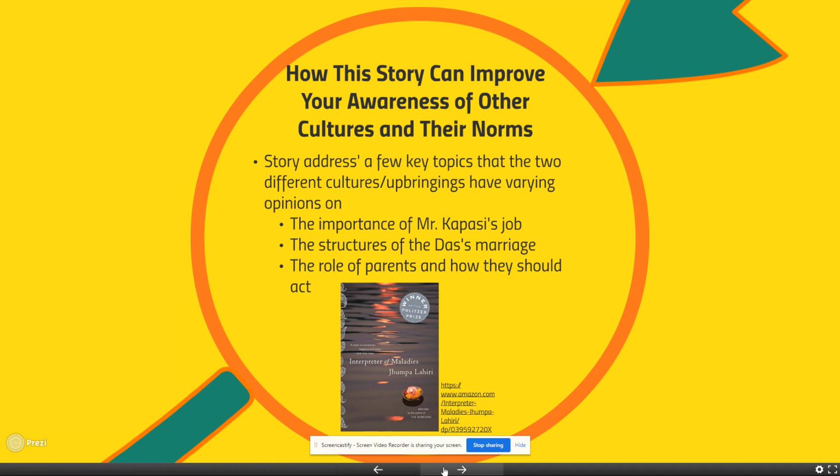Although he sees this as kind of a failure, Mrs. Das describes the job as romantic and sees that the patients rely on Mr. Kapasi to help translate to the doctor so they can get the right medical care, and she thinks that is very interesting and generous of Mr. Kapasi. The second thing they have a difference of opinions on is the structure of the Das's marriage.